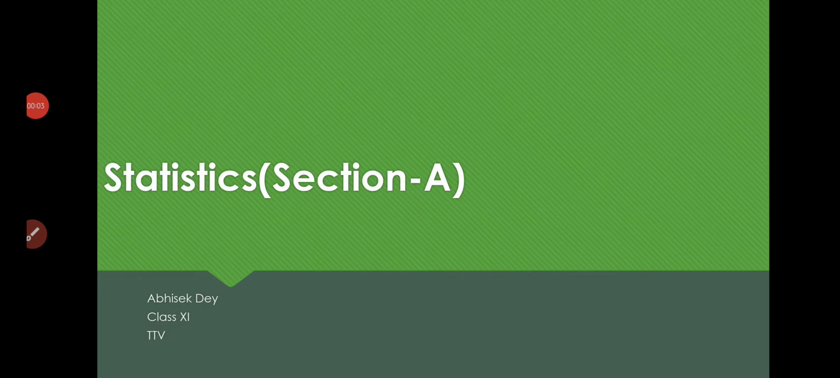We start off with the chapter statistics from section A. This is the chapter which is compulsory for each and every single one of you, and we have quite a reduced syllabus from the actual one. So we are not going to cover a lot of things. We will be covering only those topics which pertain to the reduced syllabus.